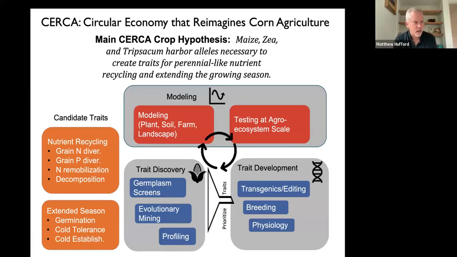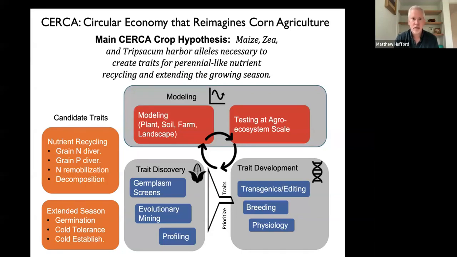And so that leads to an application of some of the comparative genomics that we're doing these days. And it's exciting for me to move beyond some of the basic biology that we do, which I love, to actually thinking, how can we use these discoveries over evolutionary timescales to try to improve maize and contribute to pressing problems like climate change. And so Ed Buckler's group has been leading this new CIRCA project, these circular economies that reimagines corn agriculture. And the main goal of this CIRCA project and the main hypothesis is that these wild relatives that we've been generating assemblies for harbor alleles that are necessary to create perennial traits within an annual.